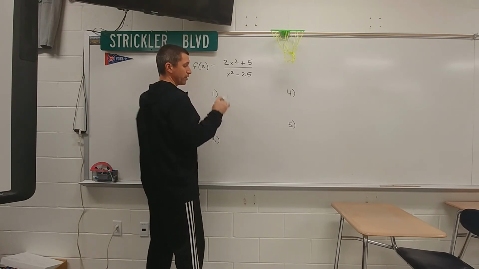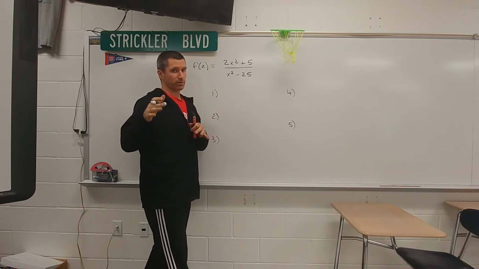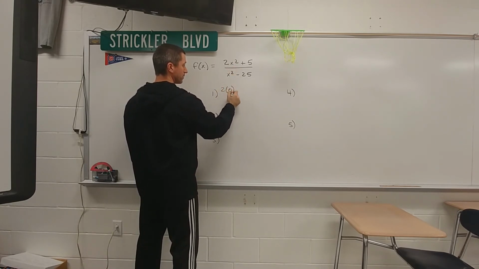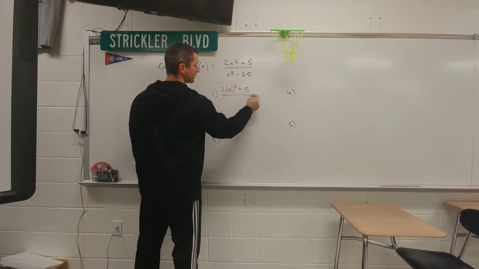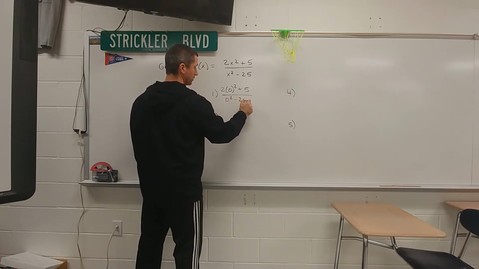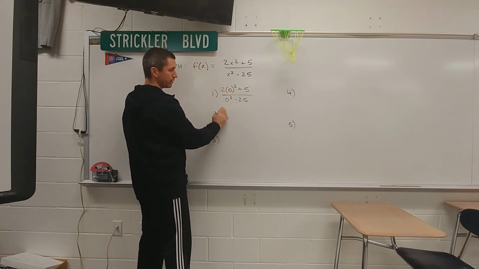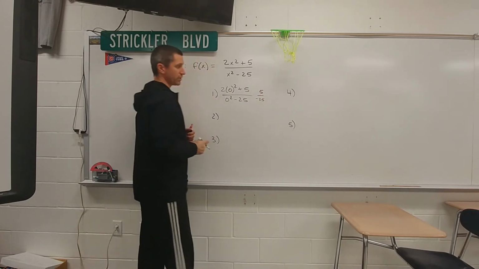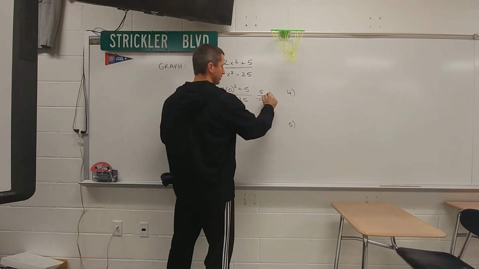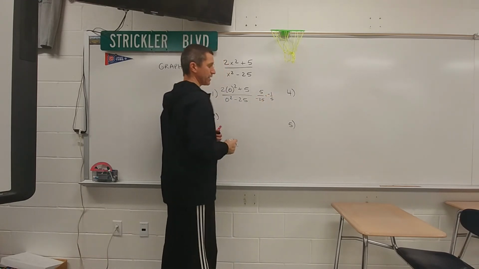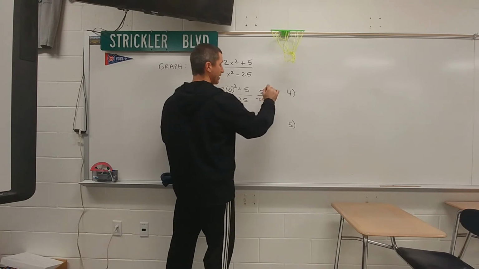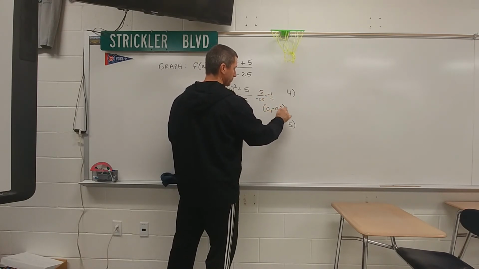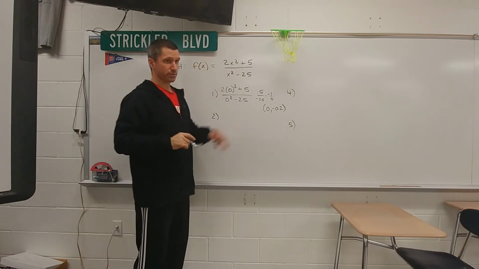All right, here we go. First, where's it cross the y-axis? Y-intercept. Put 0 in for x in both places and see what you got. Well, that's nothing. And over here we've got 5 over -25, which is -1/5, or -0.2. So how about we write that as a coordinate, (0, -0.2). Okay? So we'll check that in Desmos in a minute.